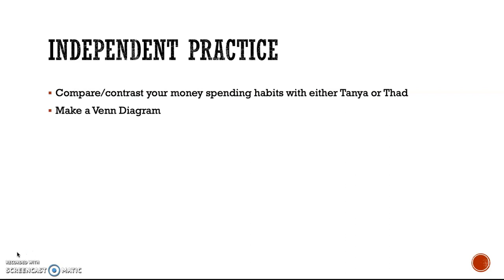So for our independent practice today, I want you to compare and contrast your money spending habits with either Tanya or Thad. So you can choose. I want you to make a Venn diagram. So remember, put your name on one side, the character's name on the other side, and then similarities in the middle. And then I want you to spend some time completing that Venn diagram.